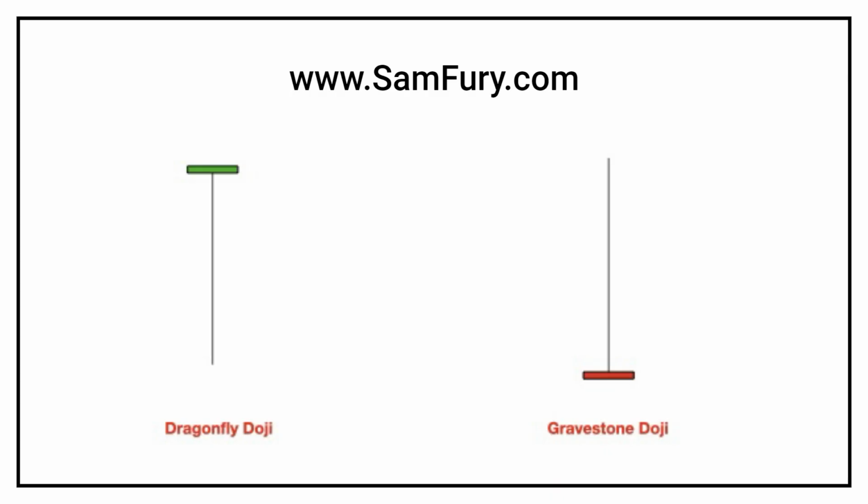So the dragonfly doji has a long lower wick, and it's typically found at the bottom of a downtrend. Okay. So it suggests that the sellers tried to push the price lower, but they were met with strong buying interest. Oh. So it pushed back up to close near that opening price. So it's the opposite of the gravestone. Yeah. It tries to make a new low, but it gets rejected. Exactly. Does this mean the dragonfly doji is always a bullish signal then? Not always, but it's often seen as a sign of a potential reversal from bearish to bullish.